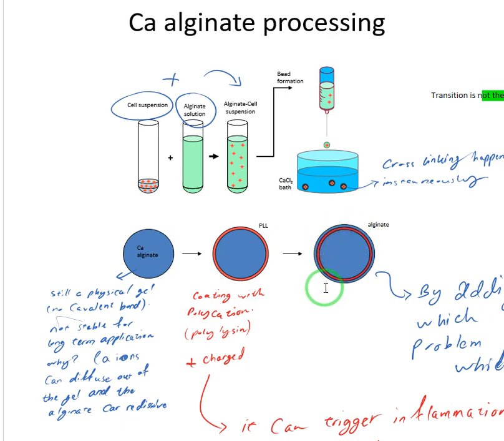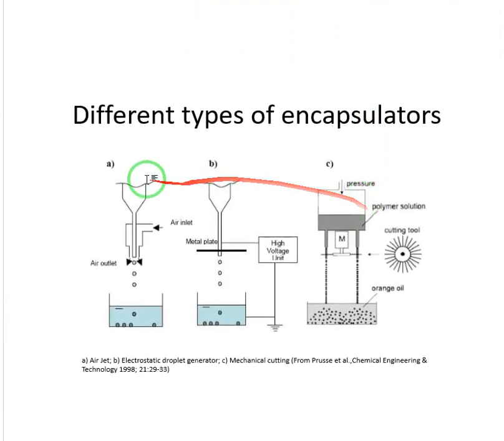Another thing that we can do is introduce an acid inside that to remove the calcium. And when the calcium is removed, the self-assembly will be reversed, and we will revert back into a mixture of the cells and the alginate. So inside we have the liquid phase, and we have the outer layer of the gel. So it acts just like a microcapsule. Okay, in the next video we will be talking about different types of encapsulators.